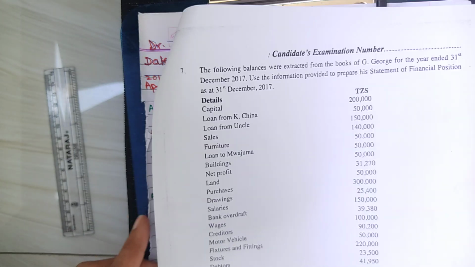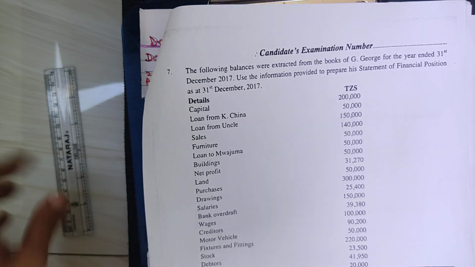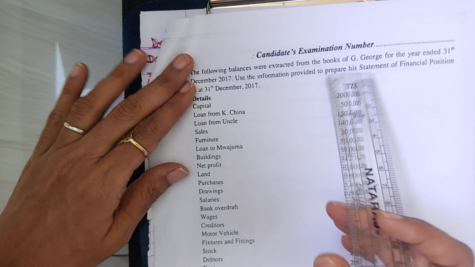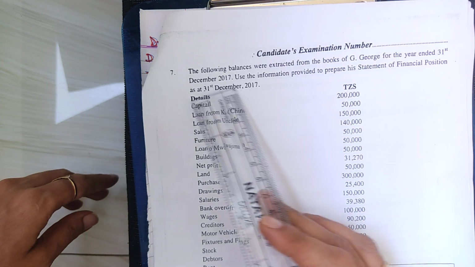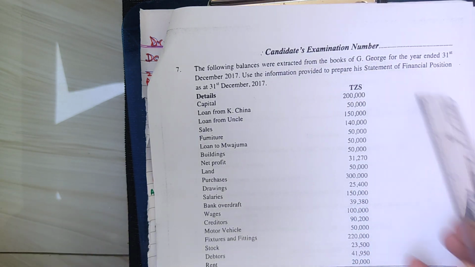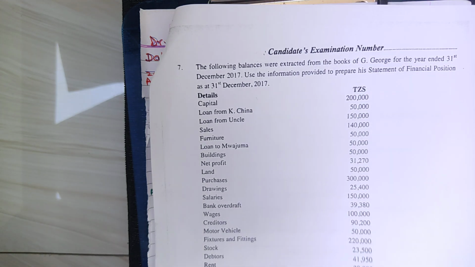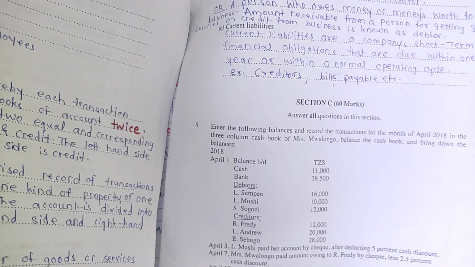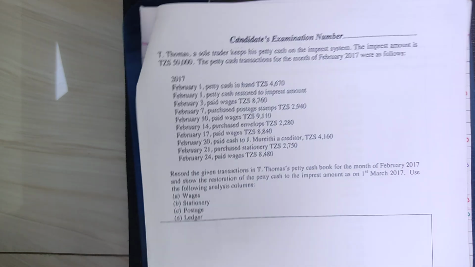Now the last question is given over here. The following balances were extracted from the books of G. George for the year ended 31st December. Use the information provided to prepare his statement of financial position. Sorry, one more question is given after this cash book. Question number 5 is cash book. After this there is a question on petty cash book.